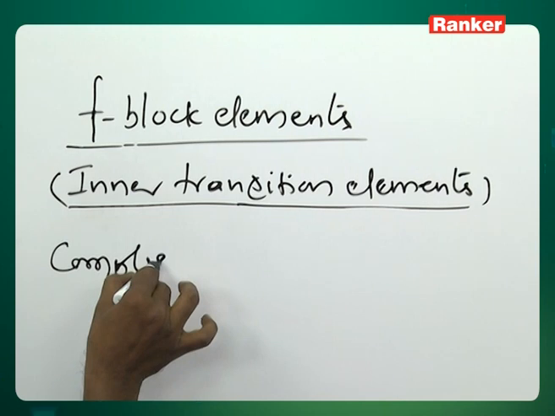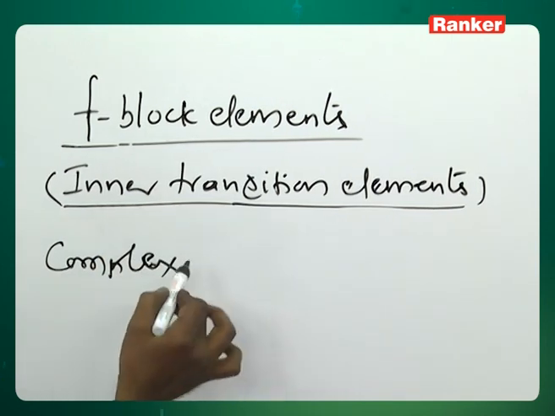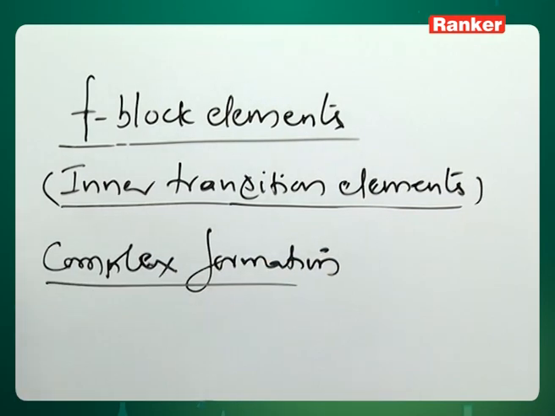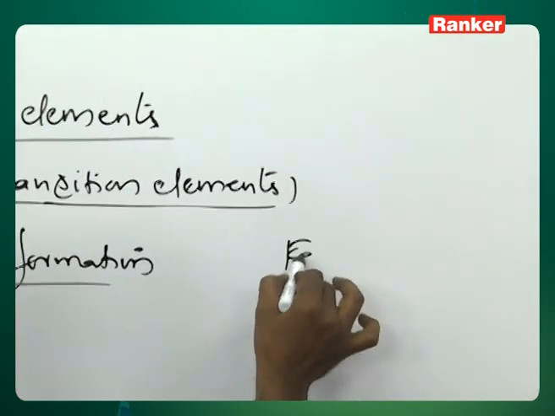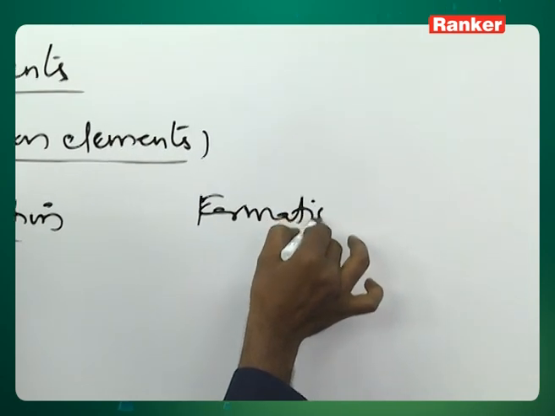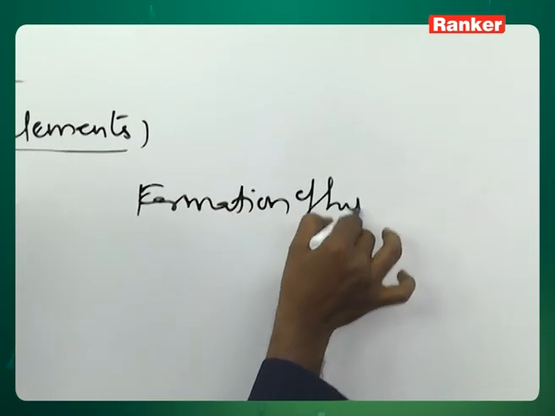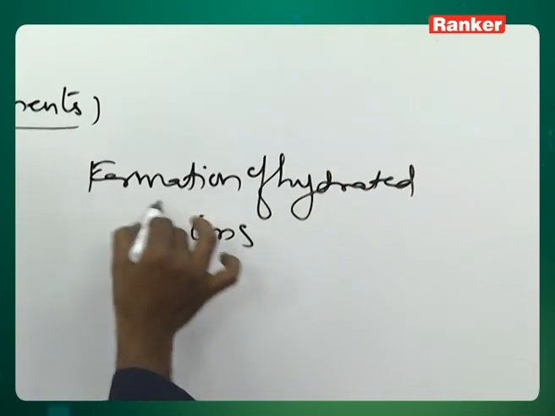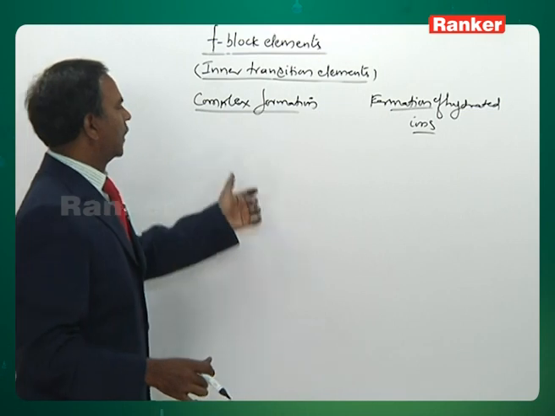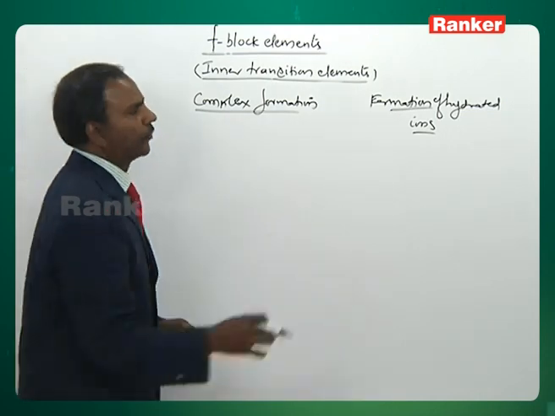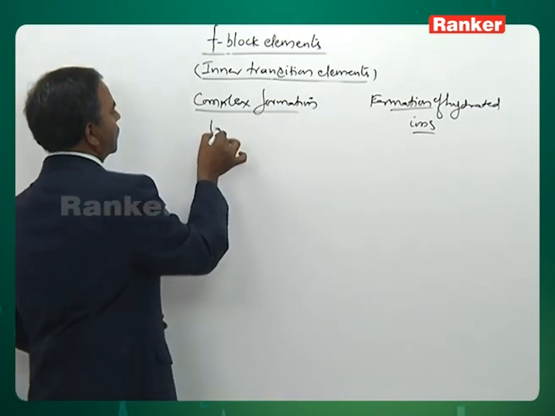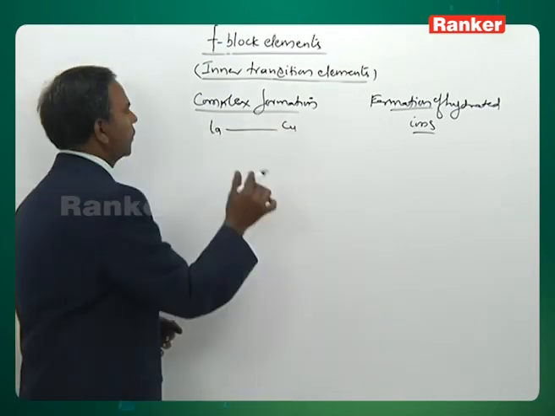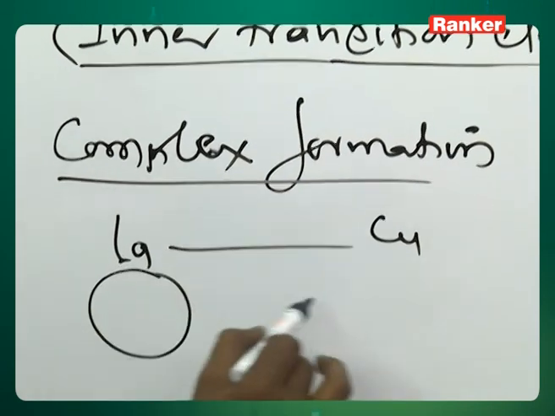Complex formation and formation of hydrated ions. See, in the case of lanthanides, from left to right, consider lanthanum to lutetium, the atomic and ionic size is gradually decreasing.